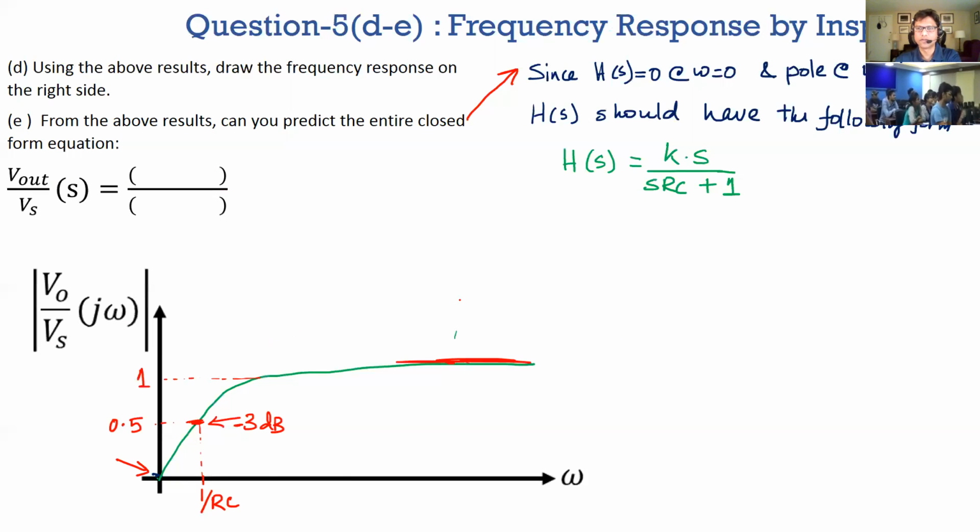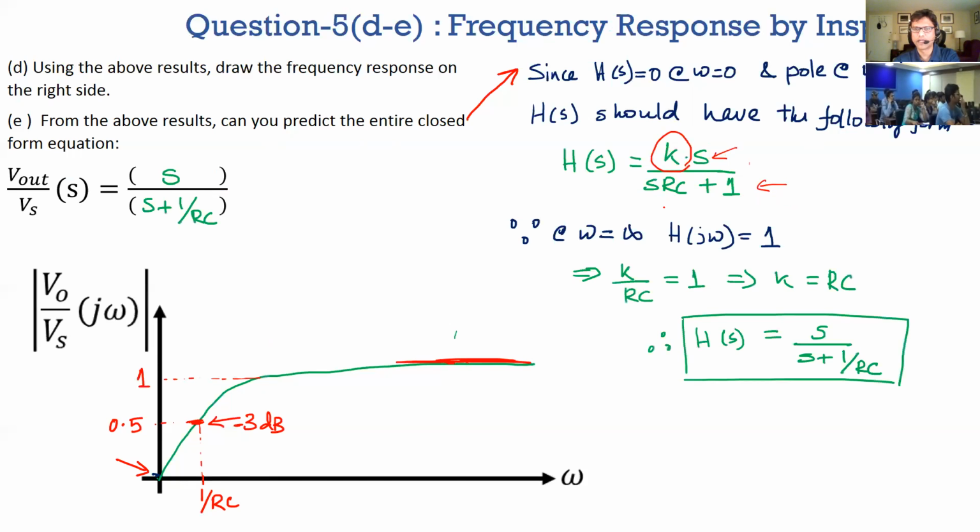So the first thing you can do is write the expression for a 1 zero 1 pole system like this, because if it is a zero at 0, that means you need an s plus 0, which is s. And if there is a pole at 1 over RC, then that's how the denominator will look, but you don't know what this gain constant is, right? And you can know that by putting omega equals infinity, we knew that H of omega equals 1. So you substitute that over here, you'll find that K is equal to RC, and you can write the complete expression as this. But more importantly, get a good feel of the circuit.